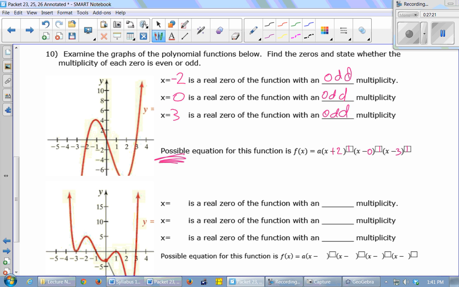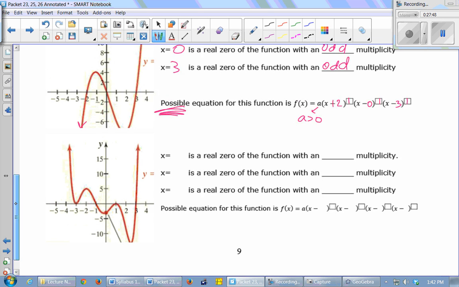And what does the end behavior tell you about that a value? Positive or negative? Positive, I think. Yeah, if it rises to the right, that's a positive leading coefficient. So a is positive. All right, let's look at a trickier one.